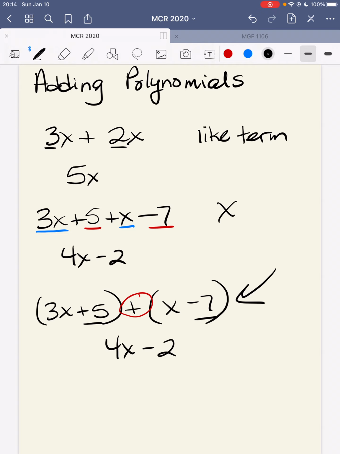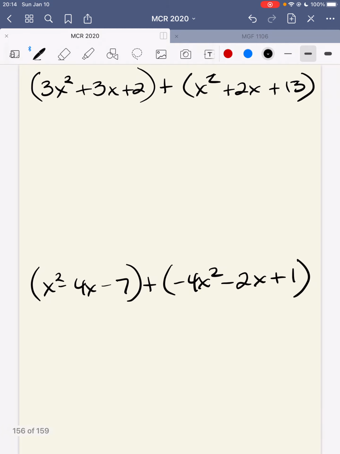Let's go ahead and look at a few examples. So here I have two polynomials. I have two trinomials. And the only thing I'm going to do is combine like terms. Now, something I like to do when I get a hold of something like this is I like to take this second piece and write the like terms under each other if I can.